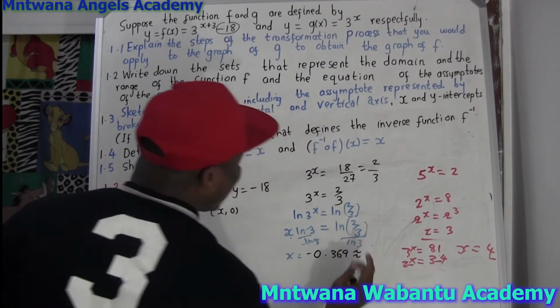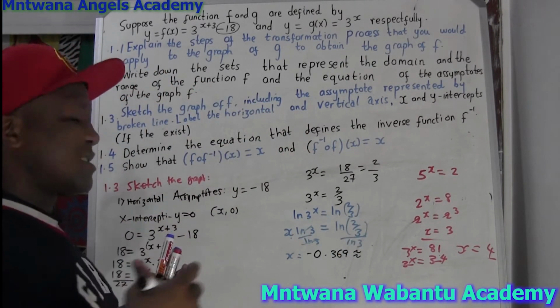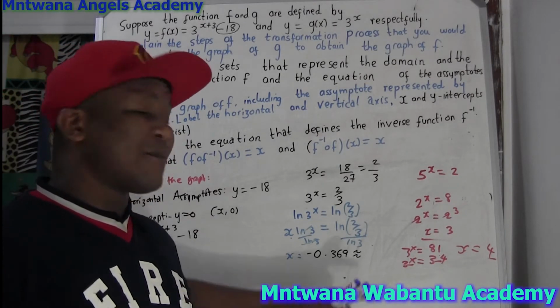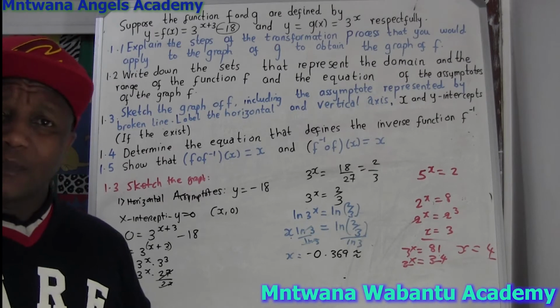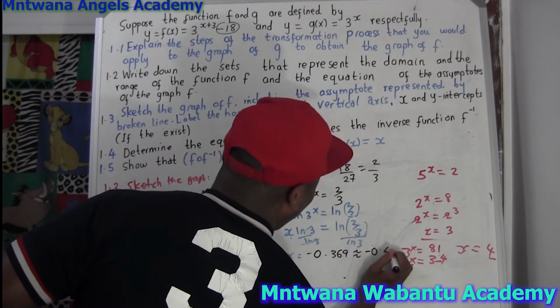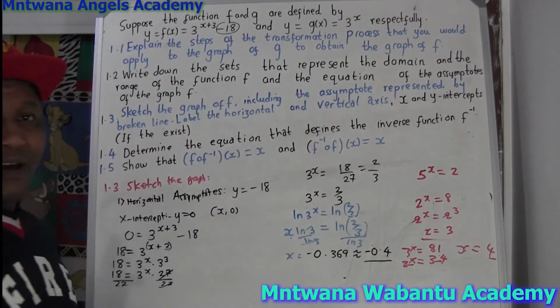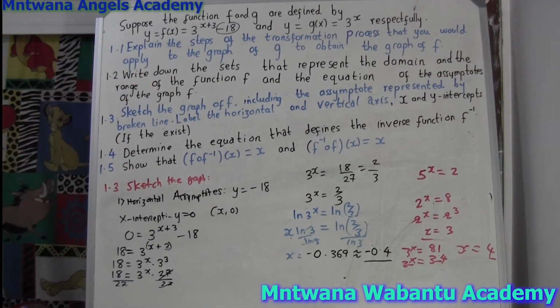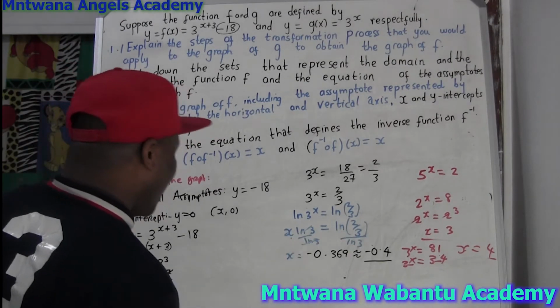But when you approximate, in most cases I always advise students or learners, if you want to draw a graph, take one decimal place. It's going to make your life easier when you draw. So this is going to be negative 0.4. Only in a graph, but in normal mathematics, always take 2 to 3 decimal places. But for a graph, this will make it easy.